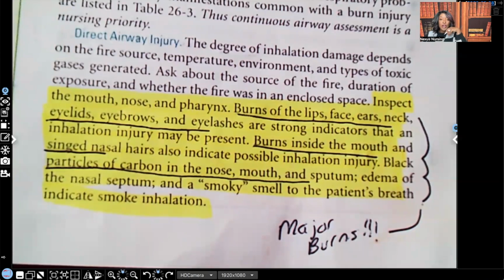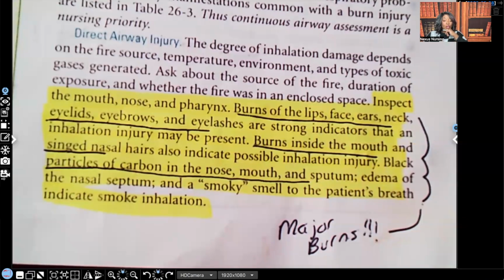A major burn. Because if they have burns on their lips, their face, their nose, how are you going to have burns in that area and not have breathed in those noxious agents, including the smoke? It's not possible. That's why if they have those type of burns, that's considered what? A major burn. And we talked about the difference in burns in part 1. Make sure you guys catch that.